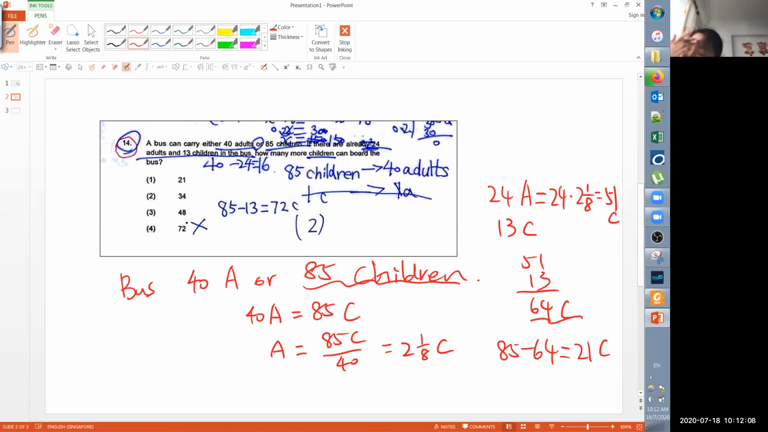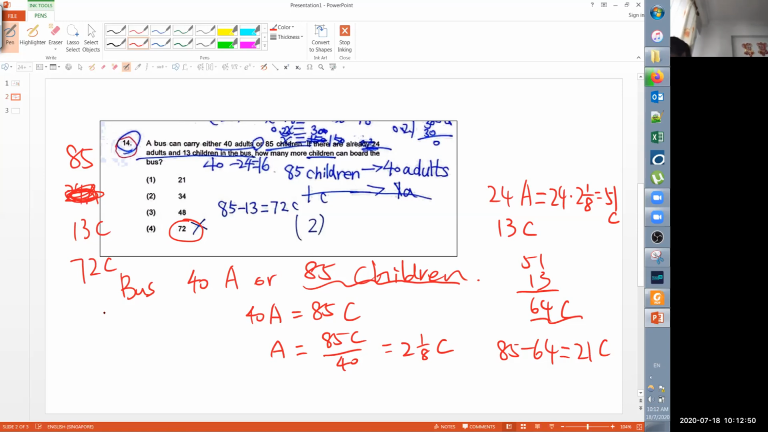It cannot be 72. Do you know why it cannot be 72? You have some adults already, which is 24 adults, and then you have 13 children. So let's say if you don't have any adults, you already have 13 children in the bus. The total capacity of the bus is 85. So even without any adults, you can only take in 72 children.